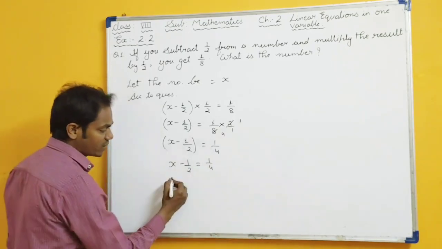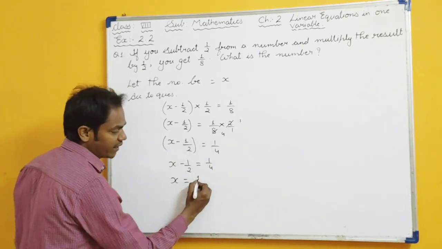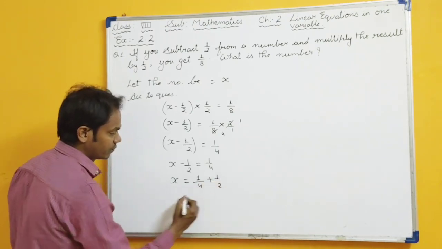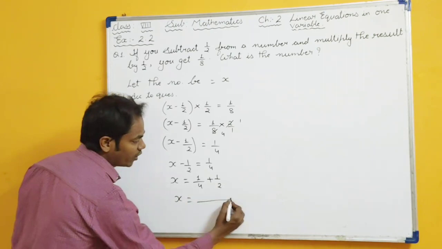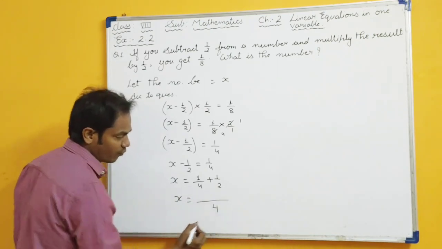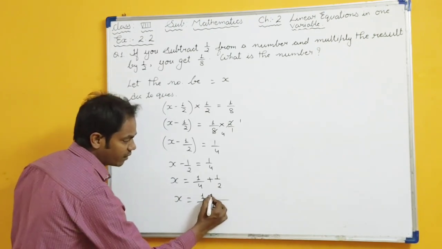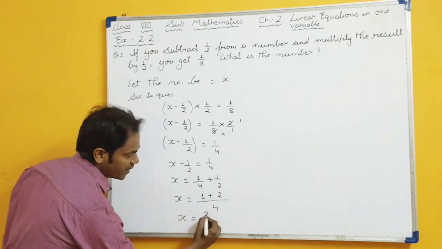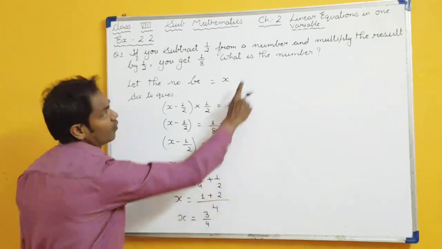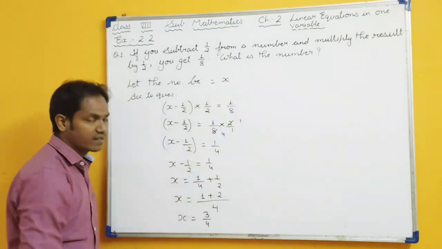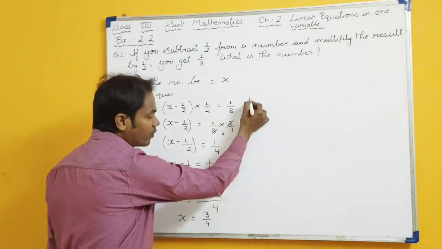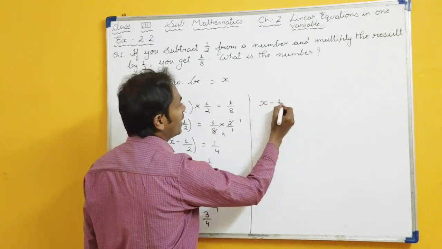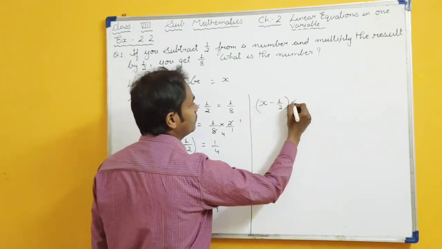Shift this minus 1 upon 2 to the right hand side, you will get plus 1 upon 2. Take LCM of 4 and 2. LCM of 4 and 2 is 4. So here you will get 1 plus 2. So your final answer is 3 upon 4. What is the number? The number is 3 upon 4. You can solve the same equation by another method also.